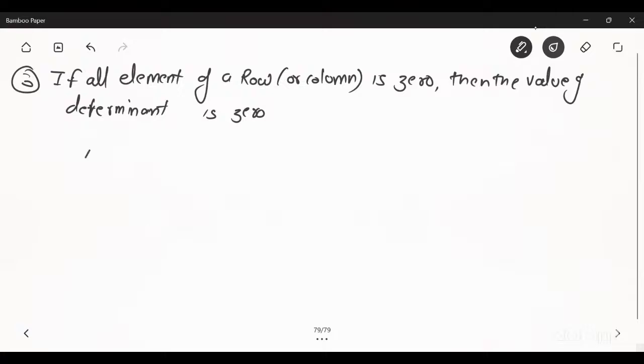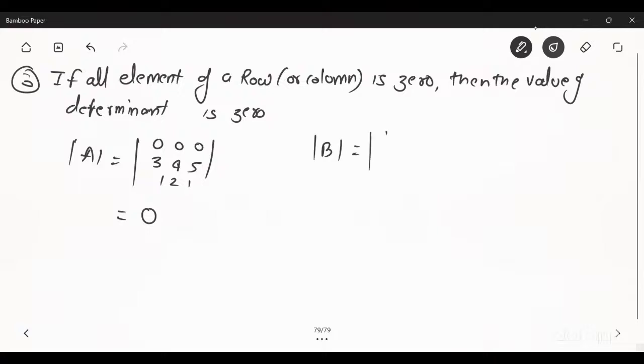Suppose A is the determinant in which the elements are 0, 0, 0, 3, 4, 5, 1, 2, 1. In this, all the elements of a row are 0, so the value of determinant A is 0. Now take determinant B, in which the elements are 0, 0, 0, 1, 2, 3, 4, 5, 6. In that case also the value of the determinant becomes 0.